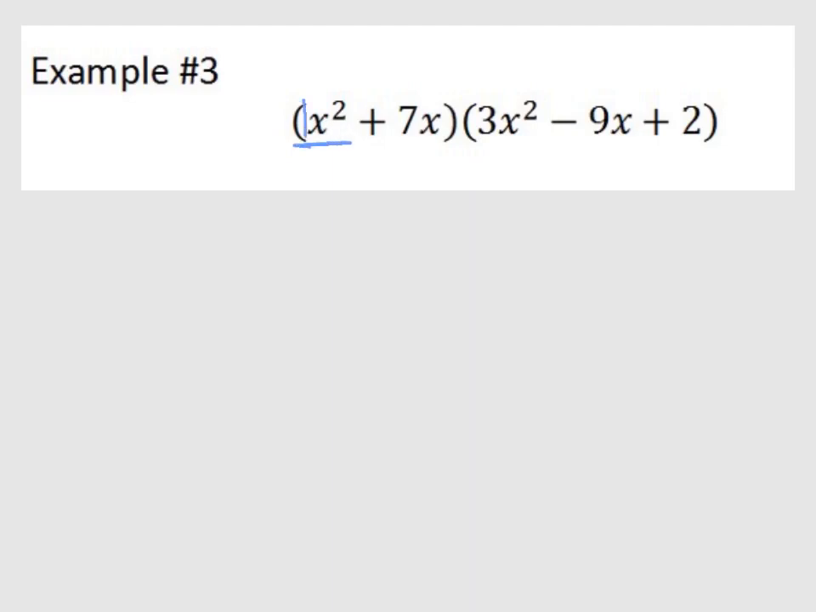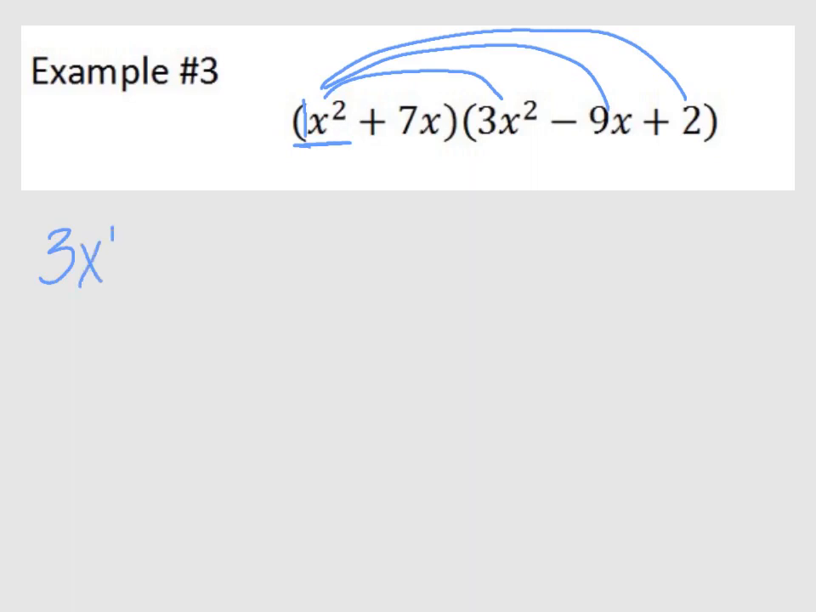We have 1x squared. I'm going to distribute this, and I'm going to keep in mind that I'm multiplying the coefficients but adding the x's. So 1 times 3 makes 3. Add my x's. 1 times negative 9 makes negative 9. Add my x's. And 1 times 2 makes 2. So I've distributed the entire first term.